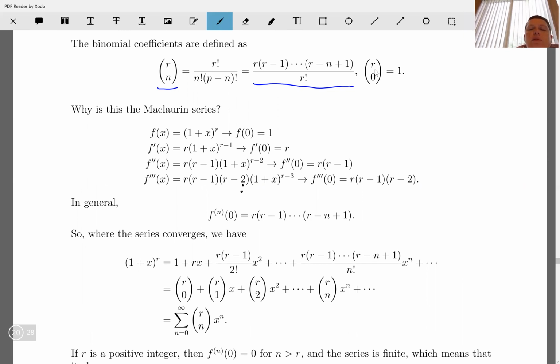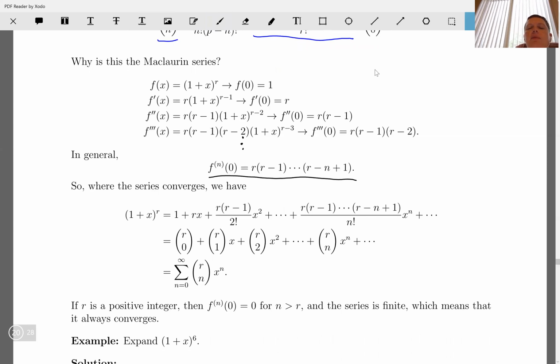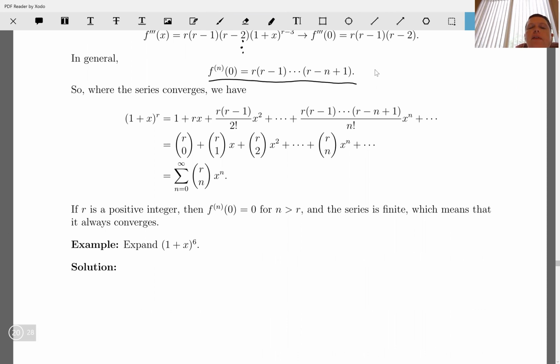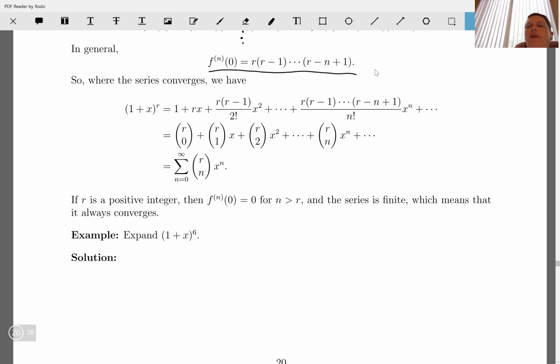And in general, this is the formula for the nth derivative. And so where the series converges, we just plug in the derivatives, and then everything's always divided by n factorial. And so that's why we get that formula. Now we know again that if r is a positive integer, the nth derivative for n bigger than r is going to be 0, so the series is finite, and it always will converge.